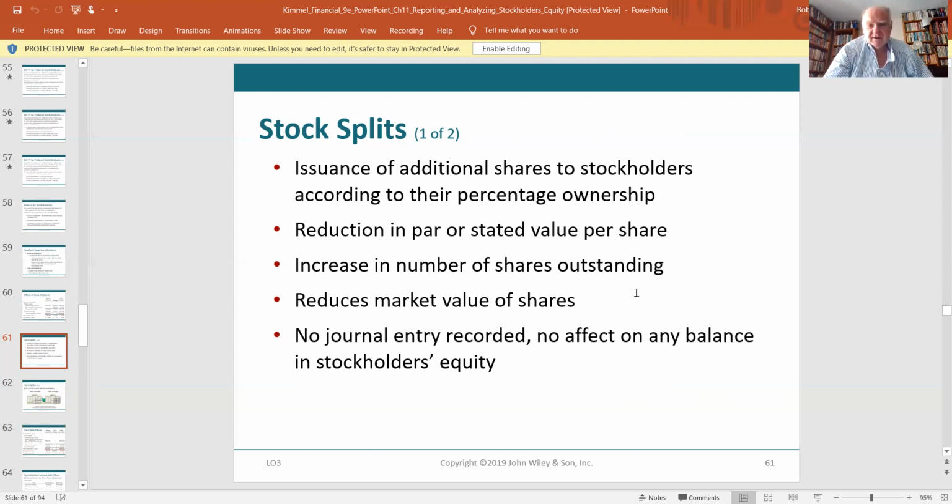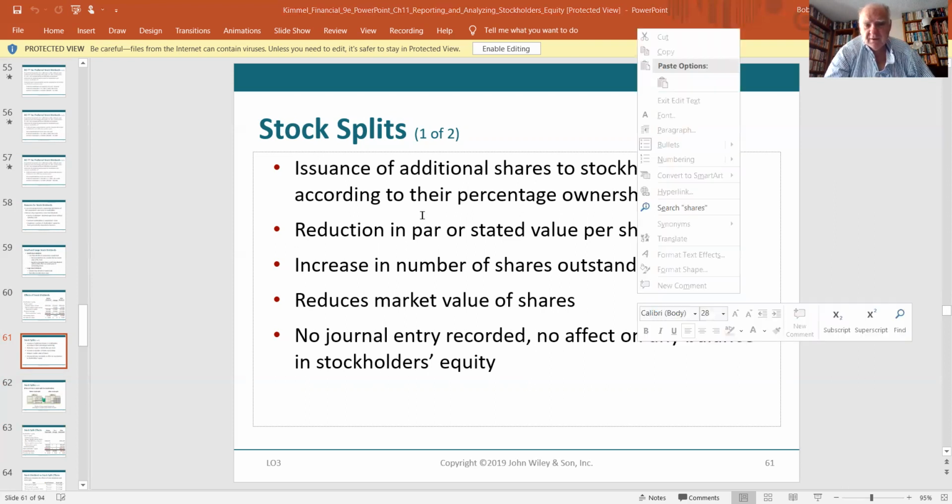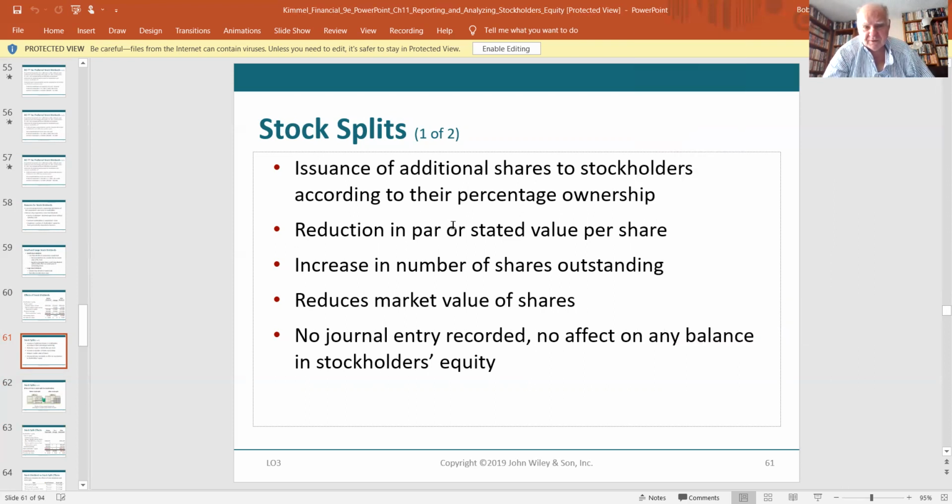A stock split does not require an accounting transaction because all the board of directors is doing is changing the par value of the stock to match up. So a stock split, there is no financial journal entry to be recorded. And it's done the same way as a stock dividend. Additional shares go to shareholders based on their percentage ownership. The par value goes down. The shares outstanding increases. The market value comes down. No journal entry required. No effect on anything in the equity.